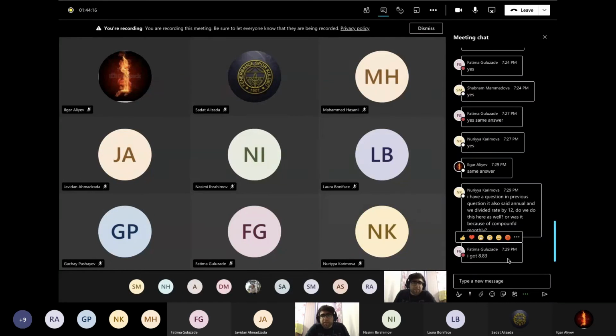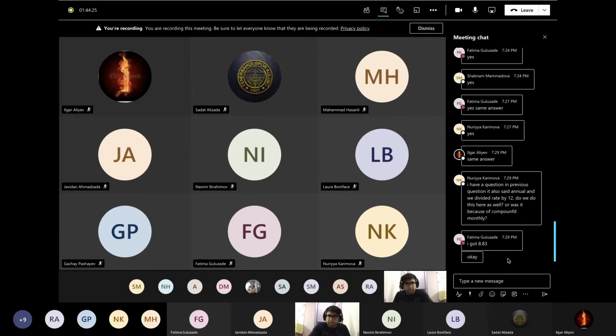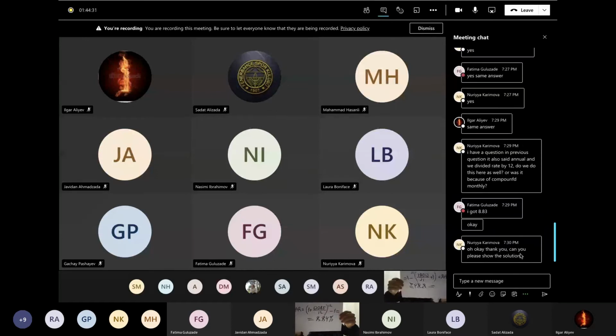Fatima, the same. It is just a rounding error. 8.83, 90, 90, 589 it goes like this. So it is a rounding error. Because I rounded, 8.84 came out. The same.